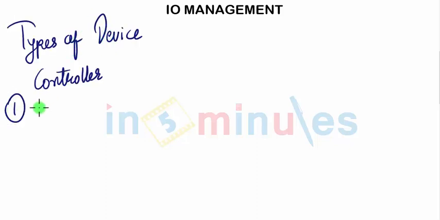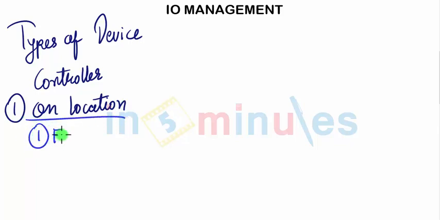So going with types of device controller. First, on location. By saying location, we simply mean where is the device driver. We can have external, which simply means the controller is away from a particular device and still able to control.